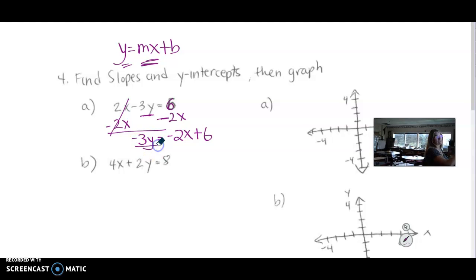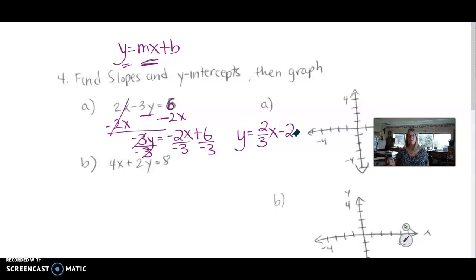So think of the inverse operation of multiplying, which is dividing. And when you divide, every term needs to be divided by that negative 3. So negative 3 over negative 3 is 1. So you have 1y. I'm going to move over here. And then negative 2 over negative 3 is positive because it's a negative divided by a negative. So I have 2/3 x. And then 6 divided by negative 3 is negative 2.